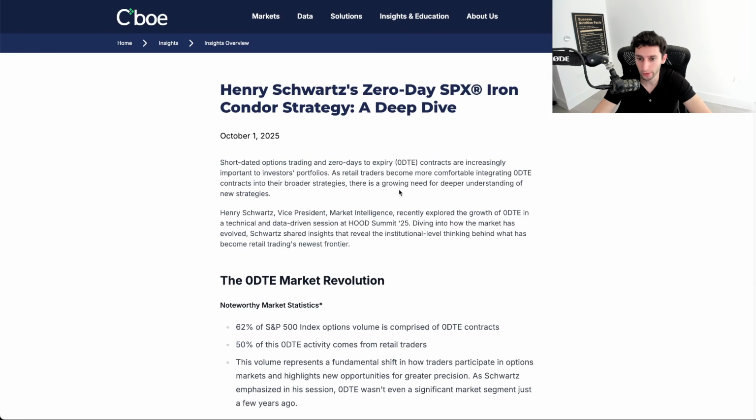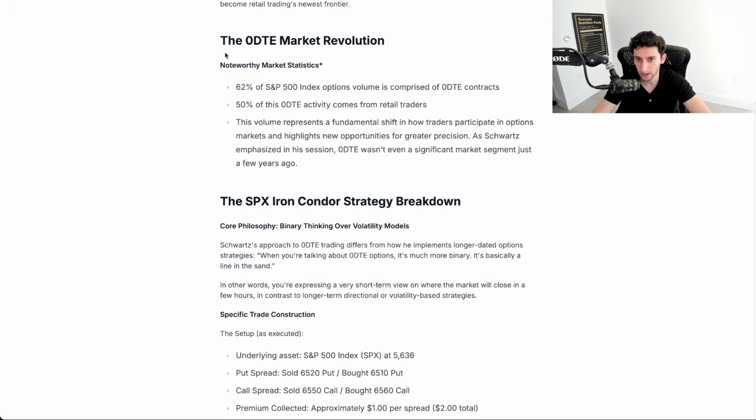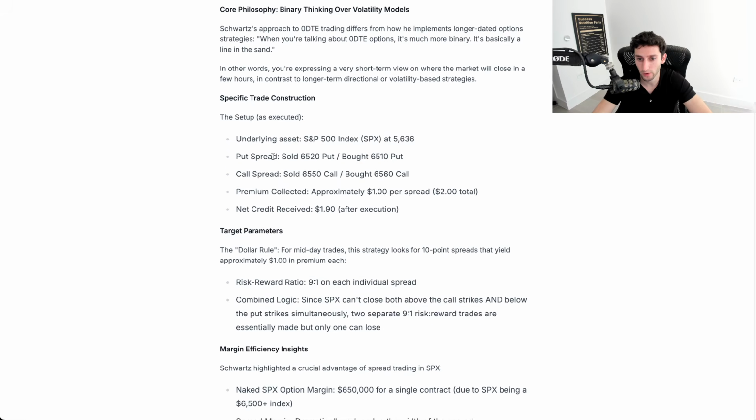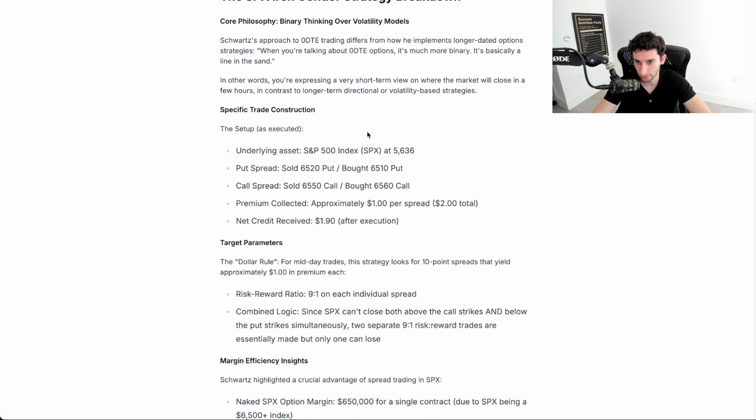And so this one is very similar. I'm going to go over it. This one is basically a 0DTE SPX Iron Condor, okay? And you can see this one is just an example here, right? So let's say the asset is at 5,636. You're selling a put 6510, 6520, and you're selling a call 6550 and 6560, okay? And you're basically getting a premium based around that.